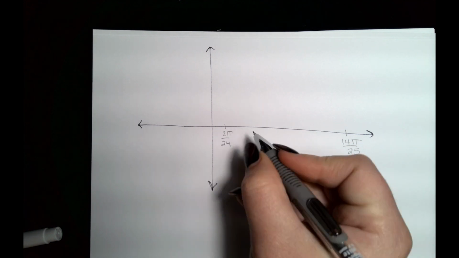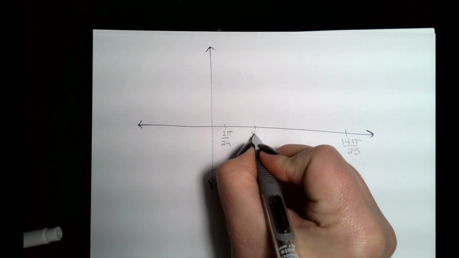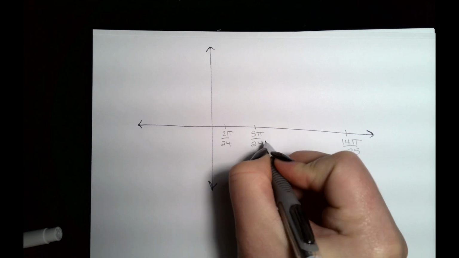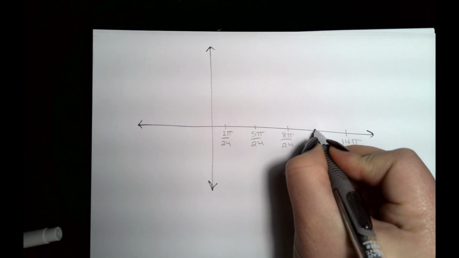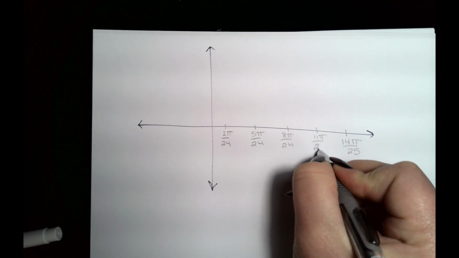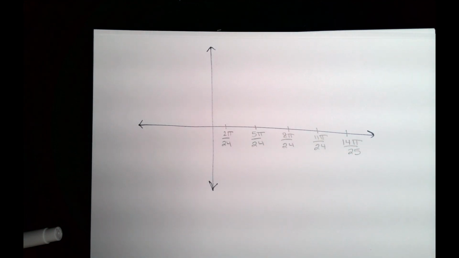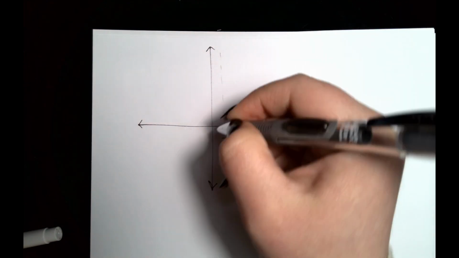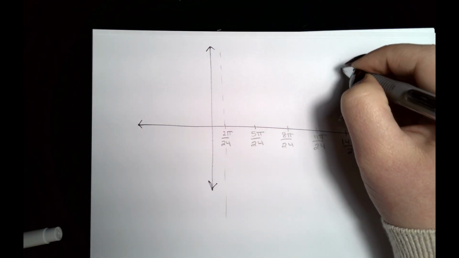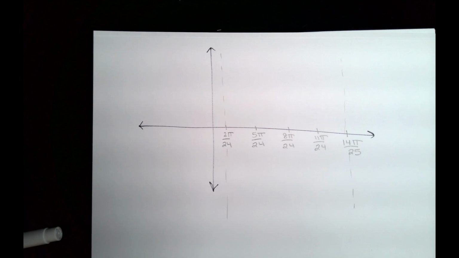So 2 plus 3, 5. 6, 7, 8. 9, 10, 11. 12, 13, 14. This should be where we're at. We should have 5 values. This is your start. This is not an asymptote. This is just me showing you where you're starting. This is me showing you where you are ending.